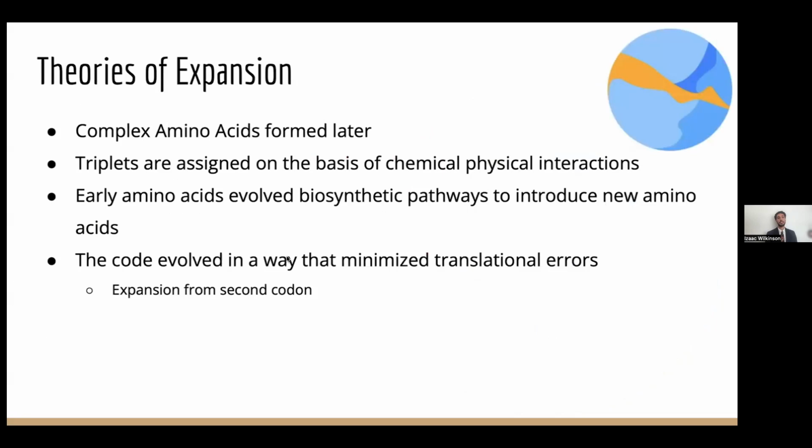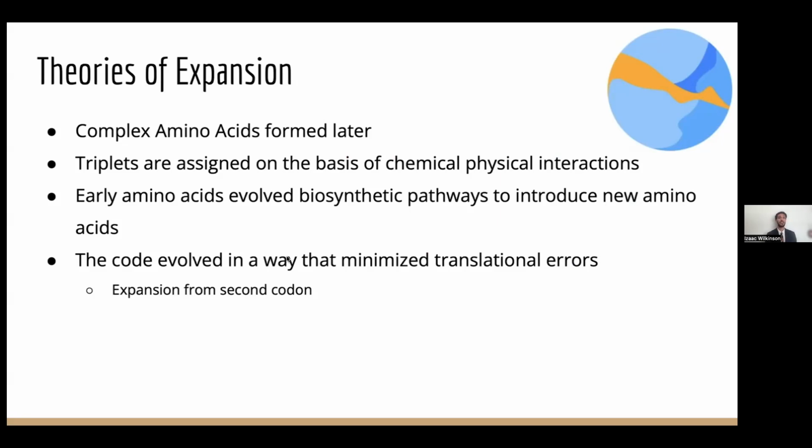So that then gets us into some of the theories of expansion. There are three main theories that go over how the genetic code and amino acids expanded, and that would be the stereochemical theory, the coevolution theory, and the four-column theory. Now, I will say none of these theories fully agree with each other. So in examining these three, we have to take the strongest evidence from each one and create more of a fully cohesive story. But basically, what they do agree on is that complex amino acids formed later.